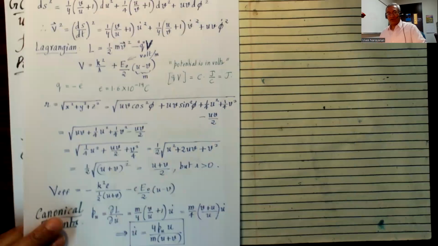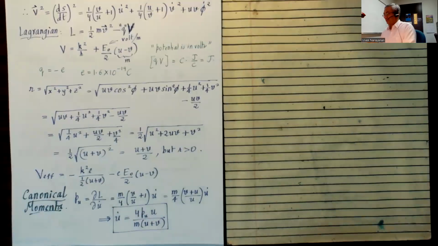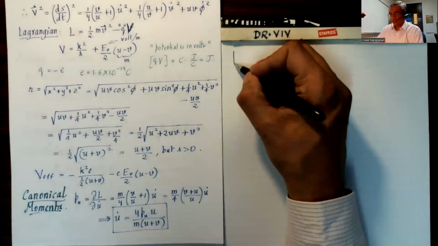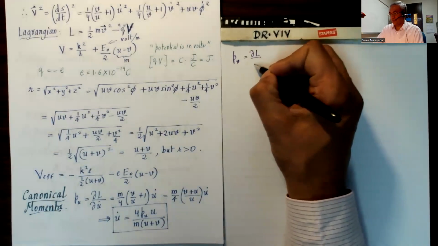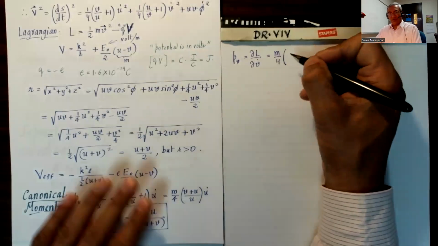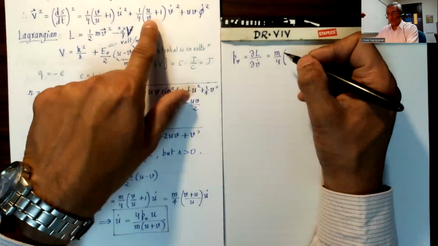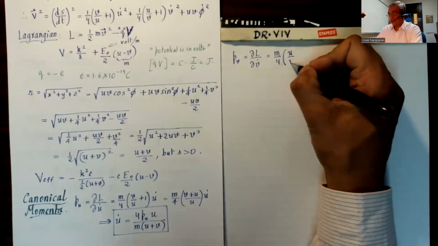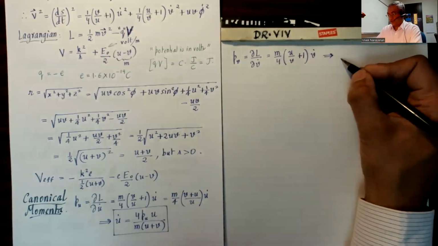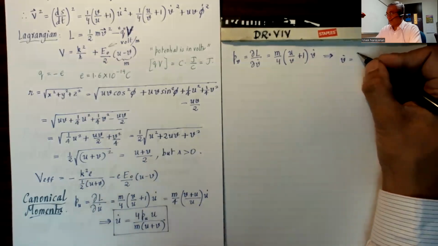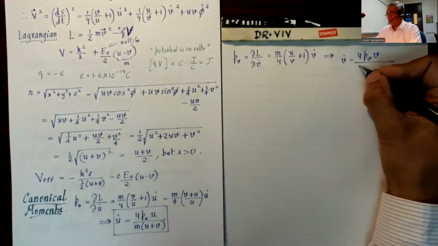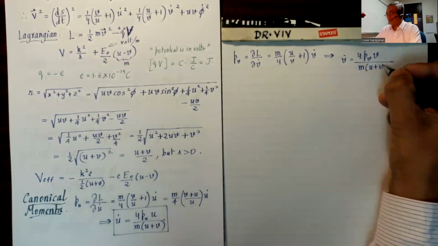Similarly, let's find what the momentum p sub v is. It's m over 4. This time, I'll get u over v plus 1 times v dot. So when I solve for v dot, I'm going to get 4 p sub v times v divided by m times (u plus v).